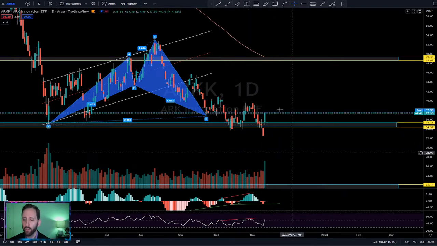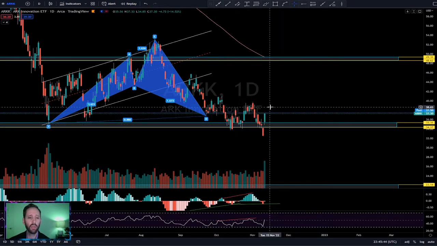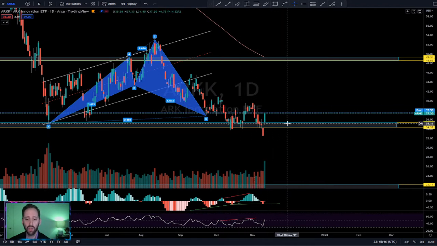So after this bullish kicker Japanese reversal candle, you want another green candle to the upside to confirm that this pattern is real and valid.